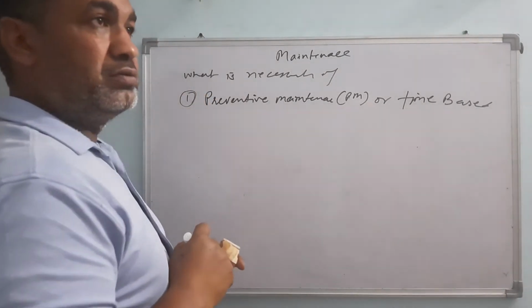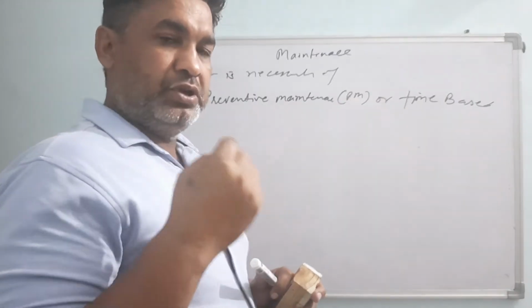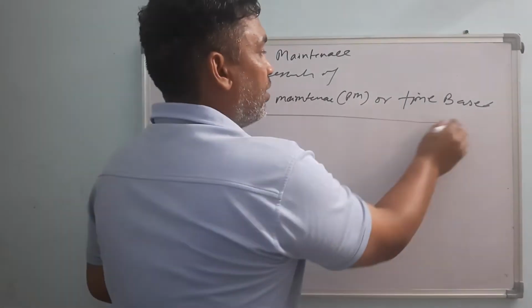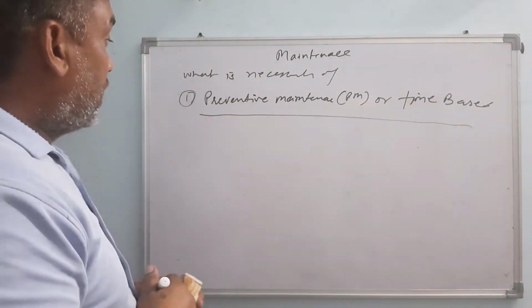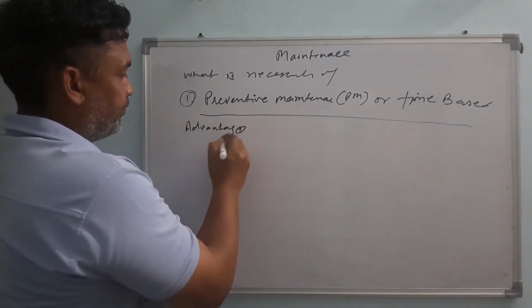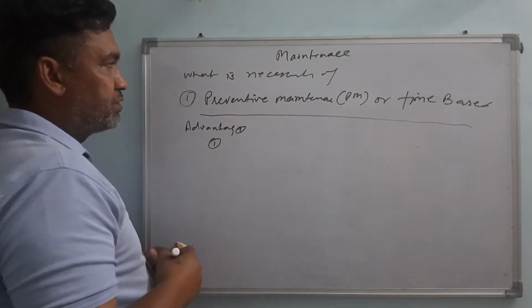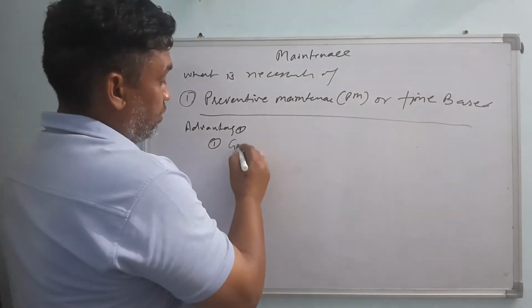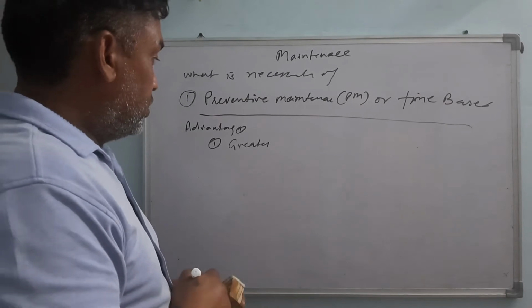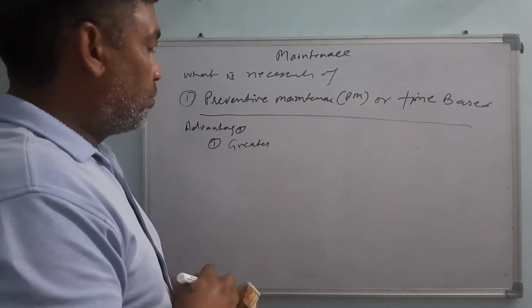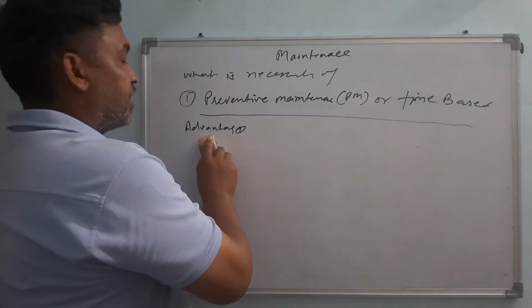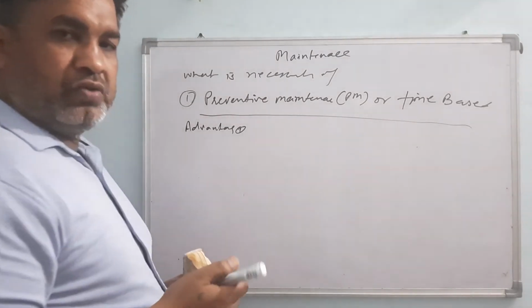Because before any breakdown, any equipment shows some signal. You will observe this type of signal, and by conducting this type of maintenance we can protect the equipment from any breakdown. And what is the advantage of preventive maintenance? Due to preventive maintenance, we can get greater safety to humans, greater safety to equipment, reduce the production cost, increase the equipment service life, decrease the spare parts cost, and decrease the store inventory.